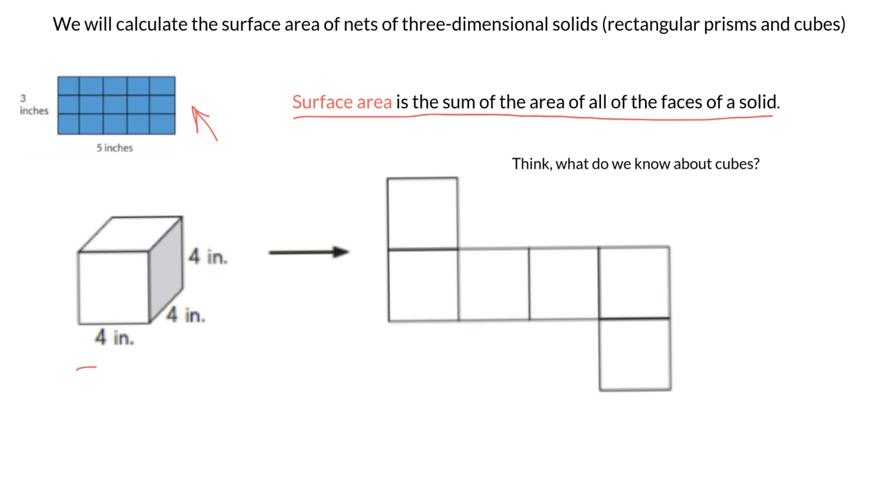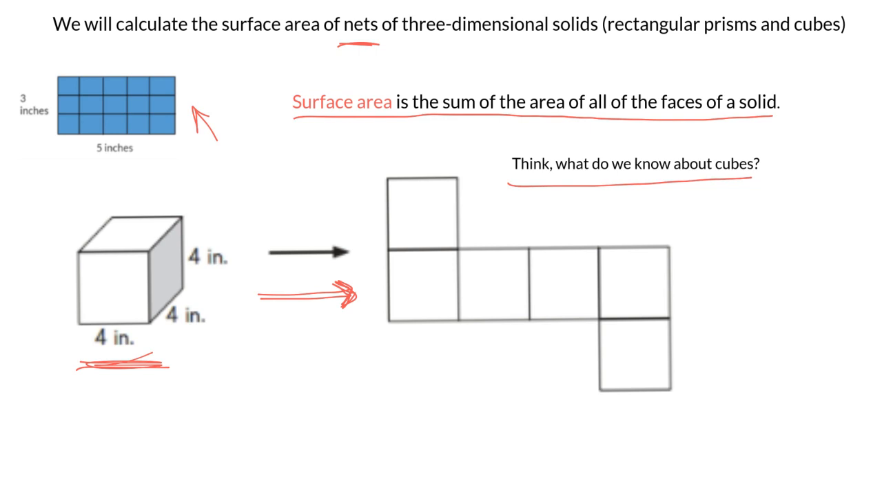Right here, you see a cube and a net of that cube. Remember, the net is the flat representation of this solid. So if we were able to take this solid cube here and unfold it, this net is what you would see. Okay, and today we're going to really work on finding surface area of nets. So first I would like you to think, what do we already know about cubes?